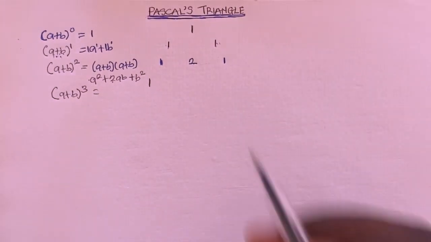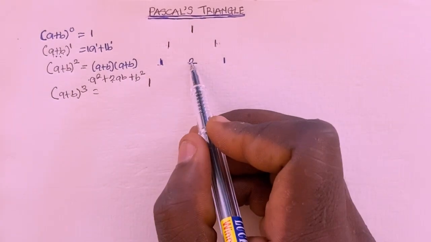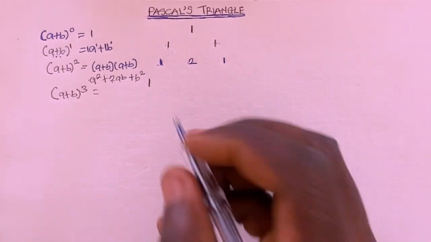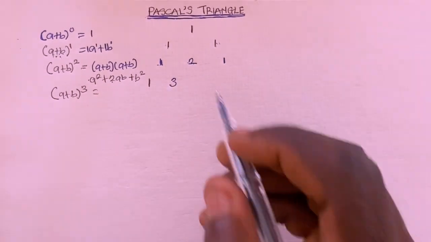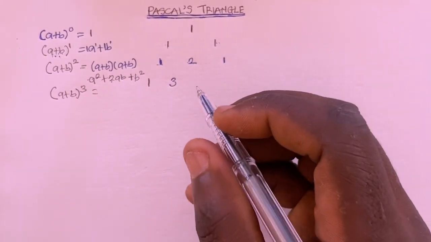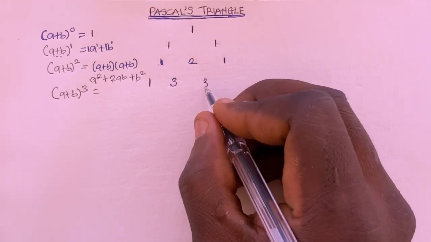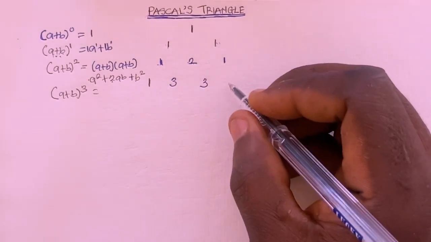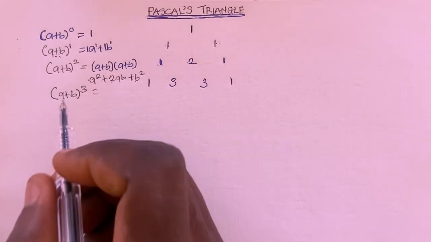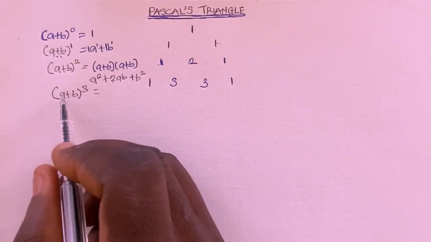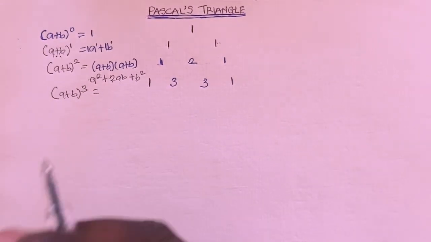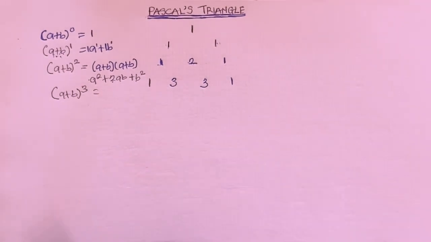Then I will go again, and I'm going to add these two values together. That's 1 plus 2, which gives me 3, followed by 2 plus 1, which is also 3, exactly. Then after that, I'm going to bring this 1 down. So it shows us that if you expand (a + b) raised to power 3, you're going to have this as the coefficients.